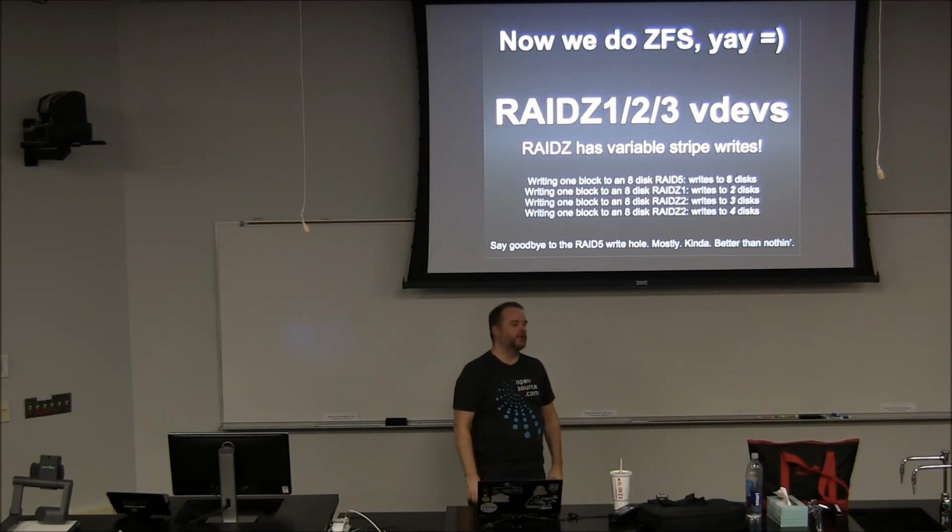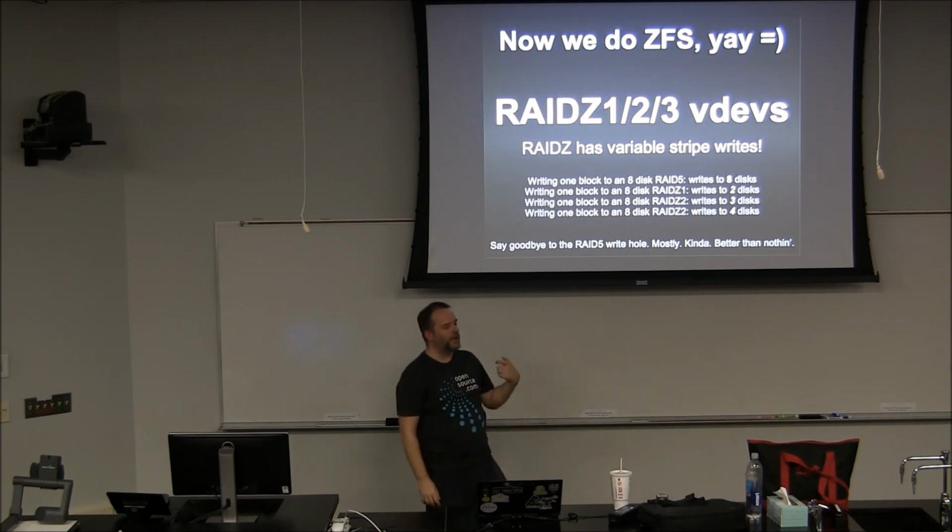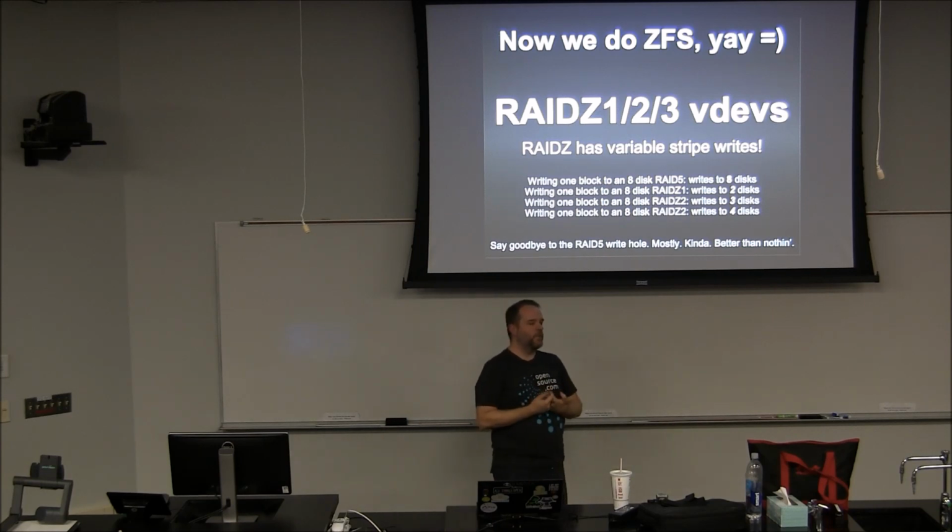RAID Z is a little smarter than that. It can do a variable stripe width, which means that if you're only going to write one block, for a RAID Z1, you only have to light up 2 disks.